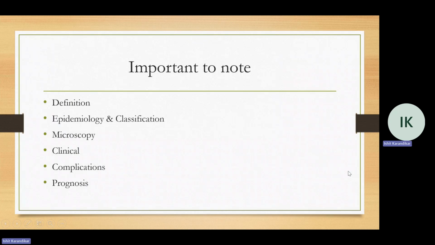So these are the important points. You should define it. You should go through the basic classifications. In our case, I'll go through the classification based on etiology and the classification based on how WHO have done it, and microscopic findings, clinical symptoms and complications, of course, treatment and prognosis.